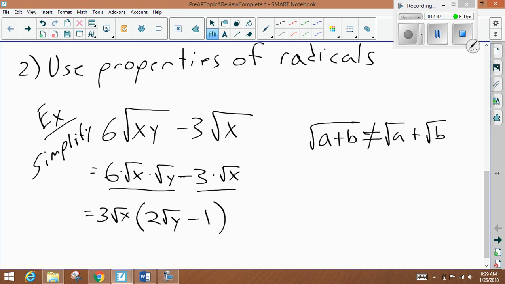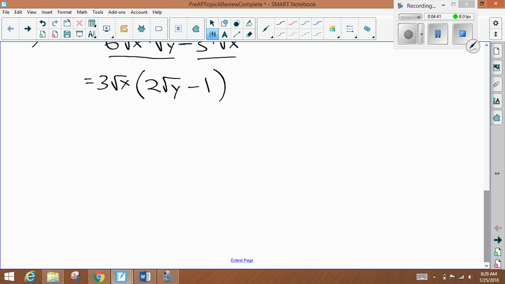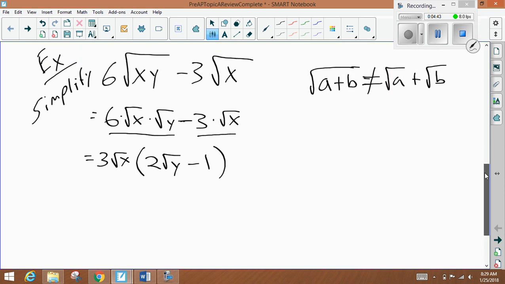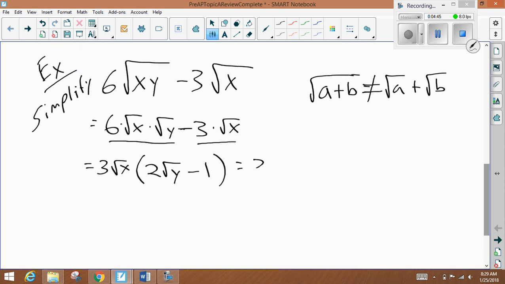Now, if I want to express that without any radicals, then I'll go ahead and change it and write that as 3x to the 1/2 times 2y to the 1/2 minus 1. It's a weird problem.